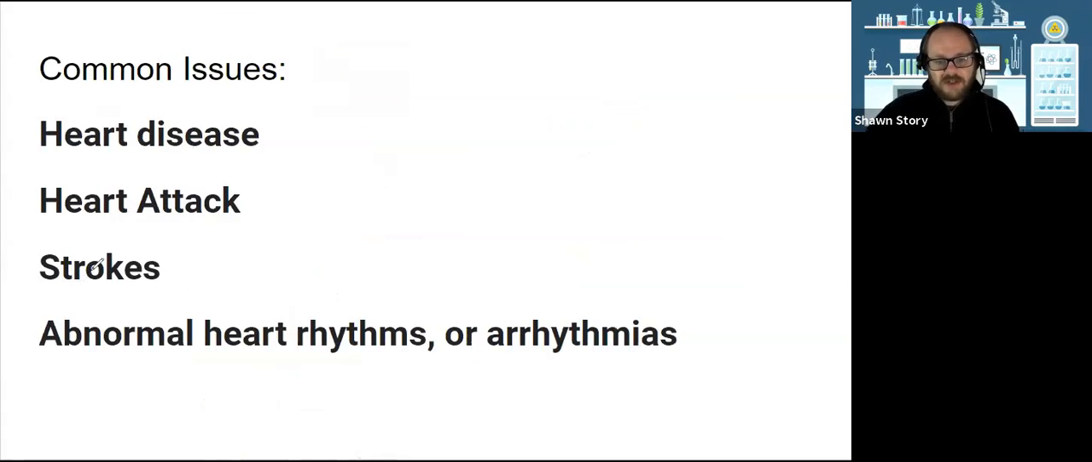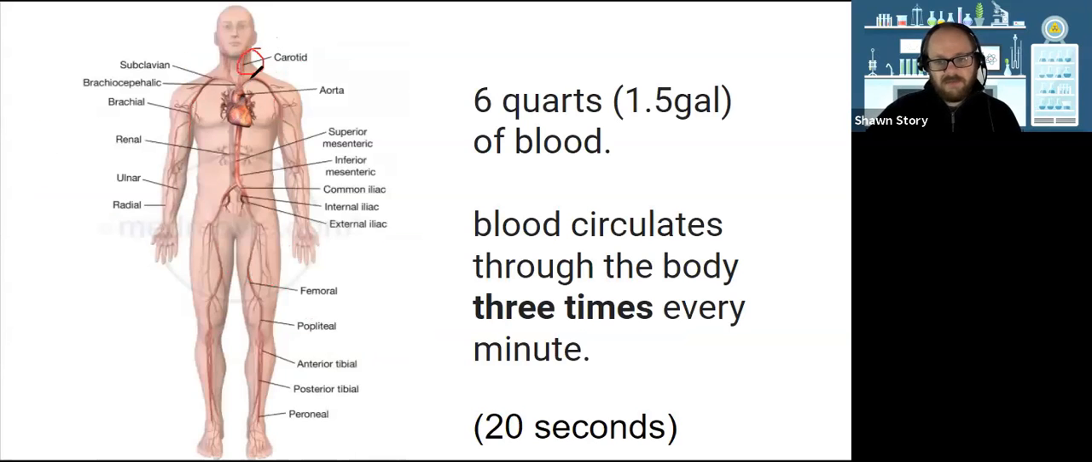So looking at strokes, stroke is affecting the carotid artery here, right? That blood is not getting to the brain, that there's some type of a clot in the brain, like a blood clot or plaque, something got up in there and is stopping blood flow to certain parts of the brain, and that's what causes a stroke.